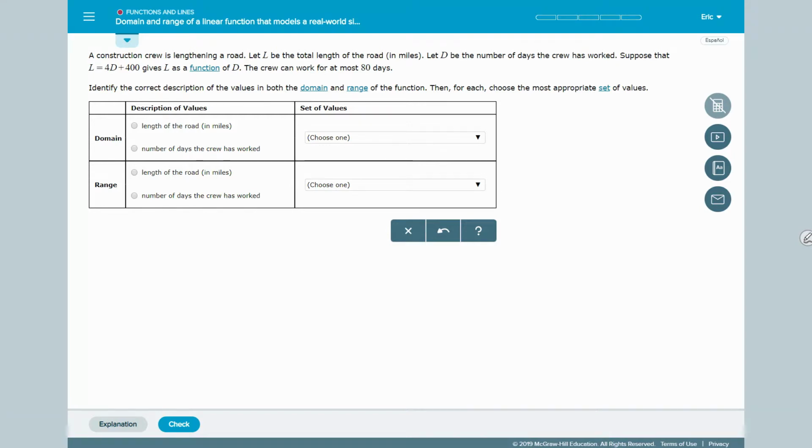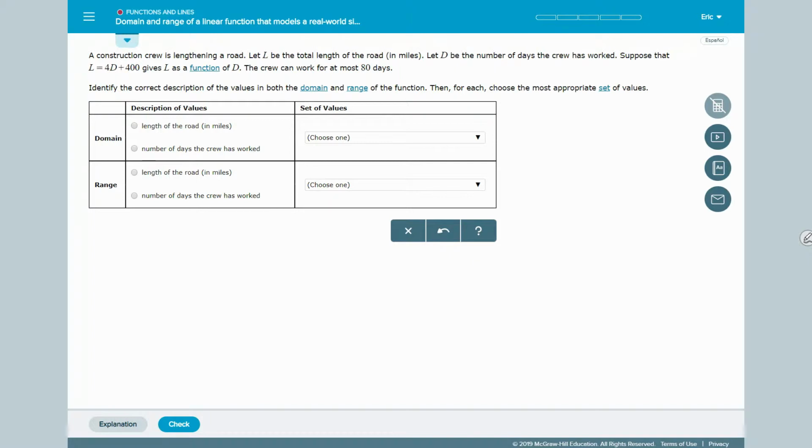A construction crew is lengthening a road. Let L be the total length of the road in miles. Let D be the number of days the crew has worked. Suppose that the length of the total road equals 4 times the number of days the crew worked plus 400. This gives L as a function of D.